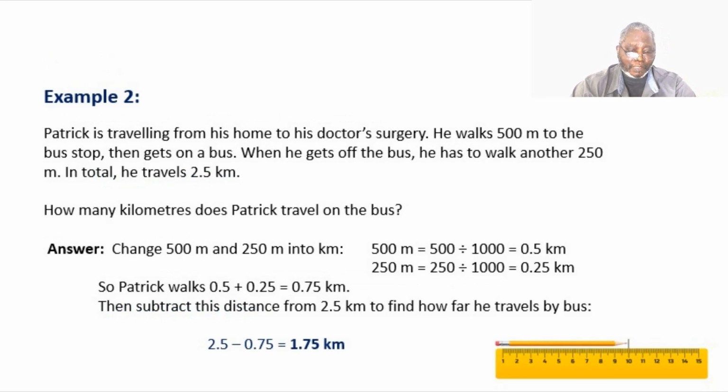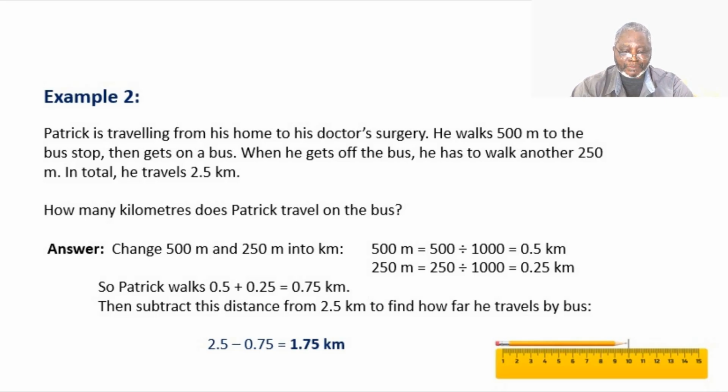Example 2. Patrick is traveling from his home to his doctor's surgery. He walks 500 meters to the bus stop, then gets on a bus. When he gets off the bus, he has to walk another 250 meters. In total, he travels 2.5 kilometers. You need to read questions like this very carefully and make notes, because it's an exam type question designed to test your ability to analyze a question properly.